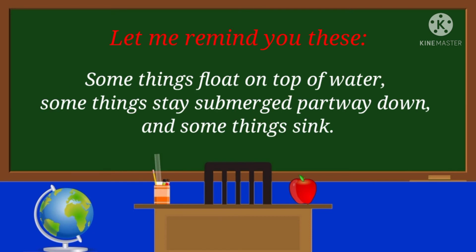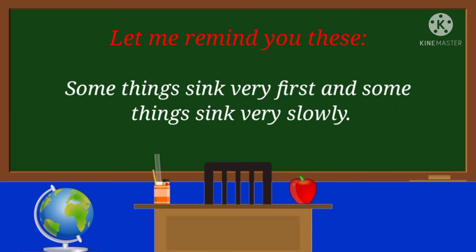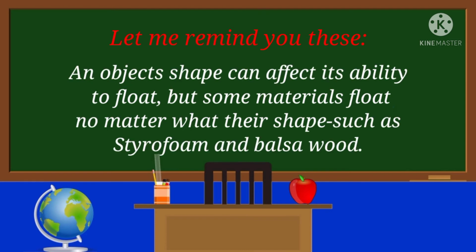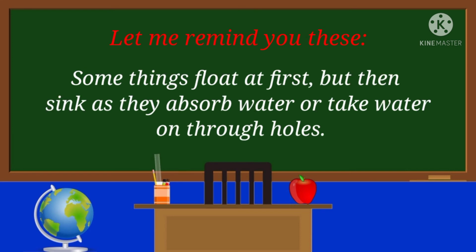Some things float on top of water, some things stay submerged partway down, and some things sink. Some things sink very fast and some things sink very slowly. An object's shape can affect its ability to float, but some materials float no matter what their shape, such as styrofoam and balsa wood. Some things float at first, but then sink as they absorb water or take water in through holes.